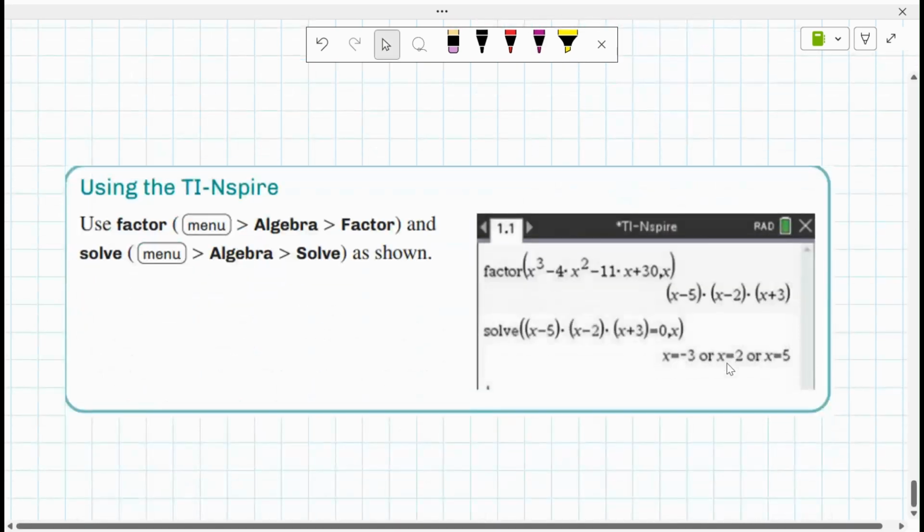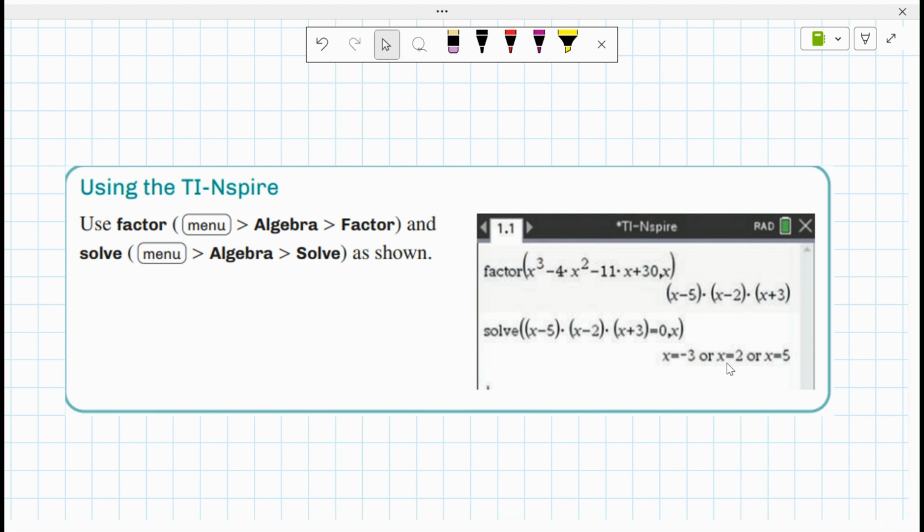And we can do it the other way, which is the much easier way, which is the CAS calculator. I will show you how during the class.